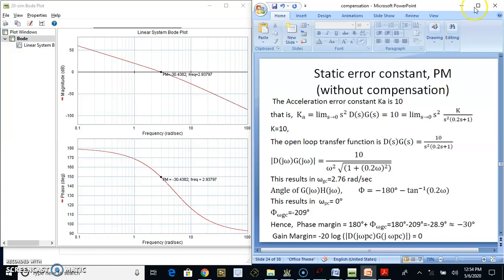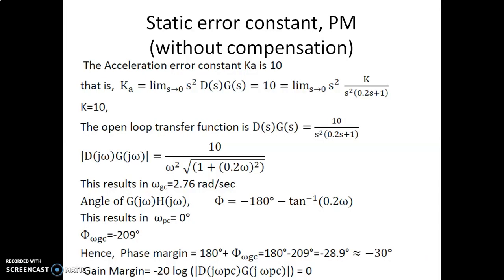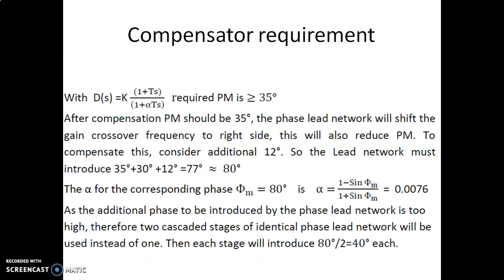So let us go to the design of the compensator, where we are looking for a phase margin of greater than or equal to 35 degrees. Now this D(s), the compensator, should provide a phase margin of more than 35 degrees, because this is what is required after compensation. As we discussed in the previous problems also, this D(s) will shift the gain crossover frequency to the right side, which will further reduce the phase margin.